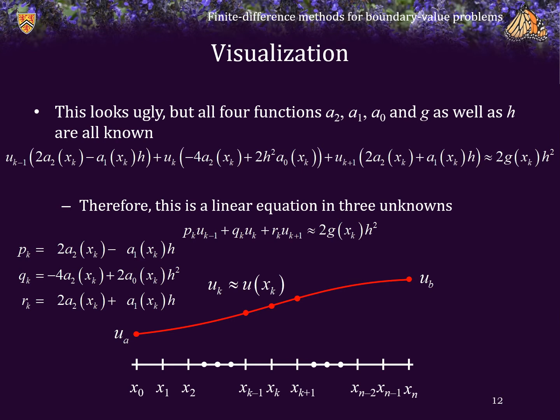Specifically, p sub k is just twice the function a2 evaluated at x sub k minus the function a1 evaluated at x sub k times h. Similarly, q sub k and r sub k are the corresponding coefficients evaluated at x sub k. Of course, we have the right-hand side that is also evaluated at x sub k, where we evaluate the forcing function g at that point.